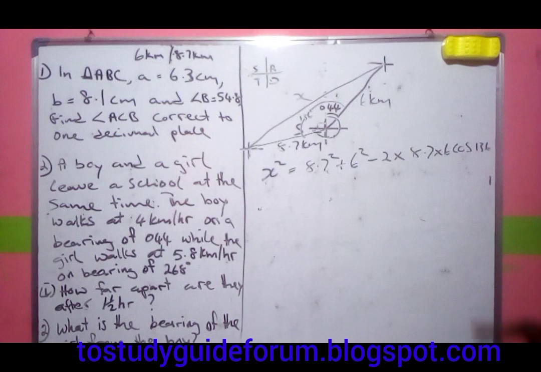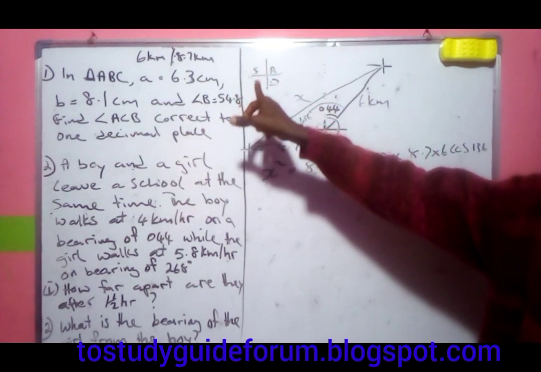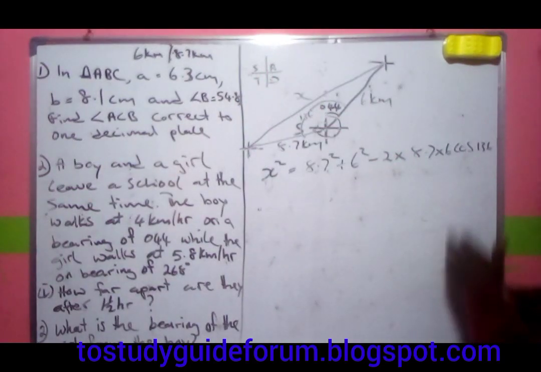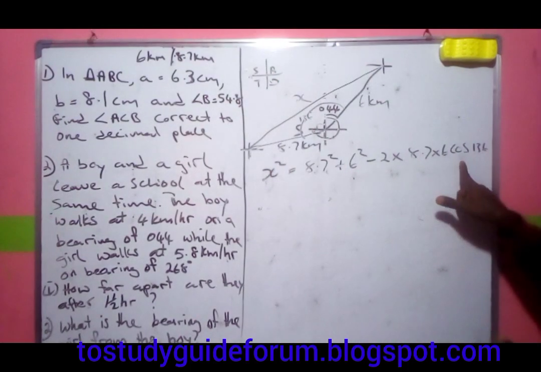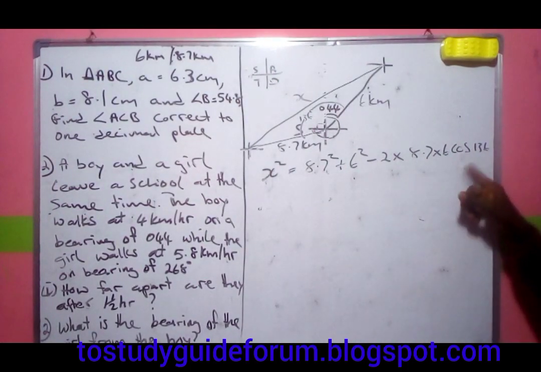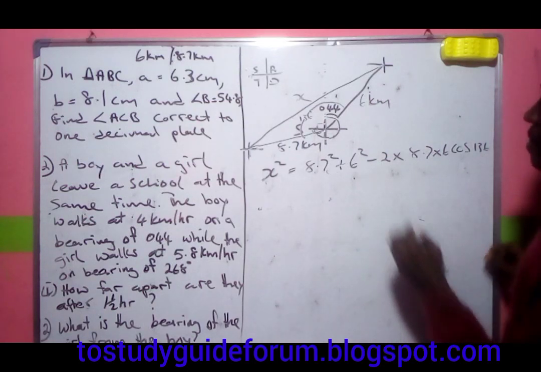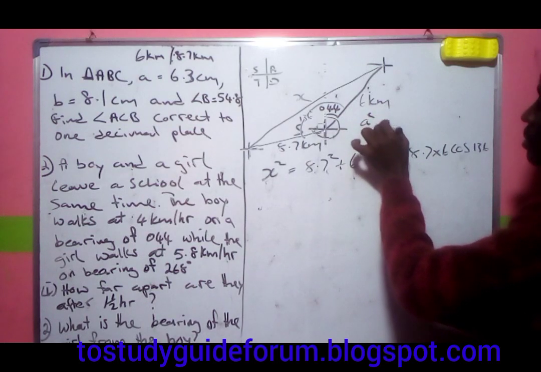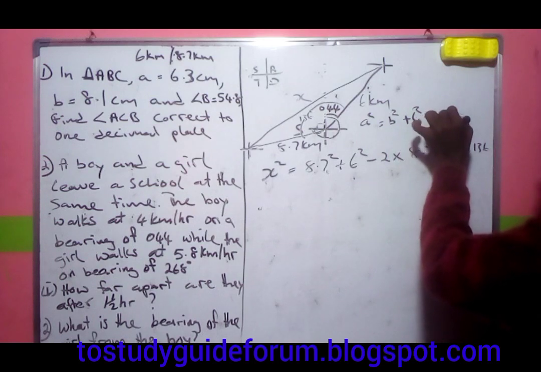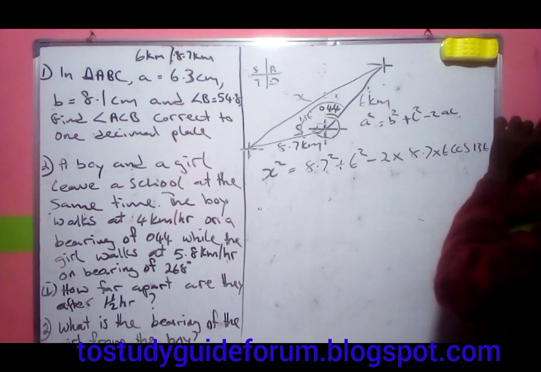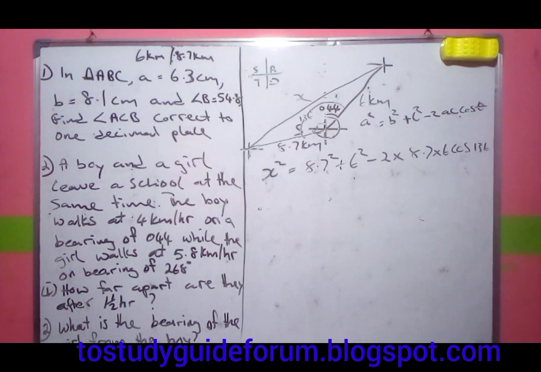Now, in the second quadrant, because cosine is negative, what we have here will be a negative value. Maybe let me show what I'm doing. a squared is equal to b squared plus c squared minus 2bc cos theta. All right, yeah, that's what we have.